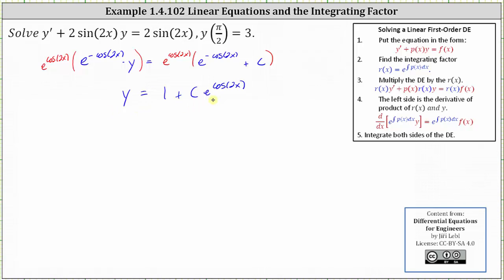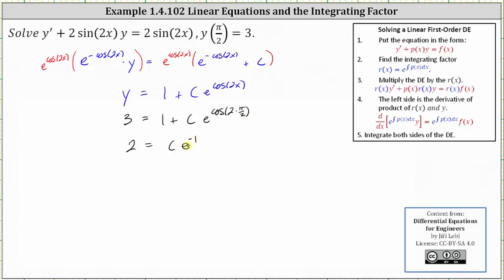To determine the particular solution, we determine the value of c using the initial condition. If y of pi over 2 is equal to 3, we substitute 3 for y and pi over 2 for x. And now we solve for c. Let's go ahead and subtract 1 on both sides, which gives us 2 equals c times e to the power of, this is cosine pi, which is -1, giving us e to the power of -1.